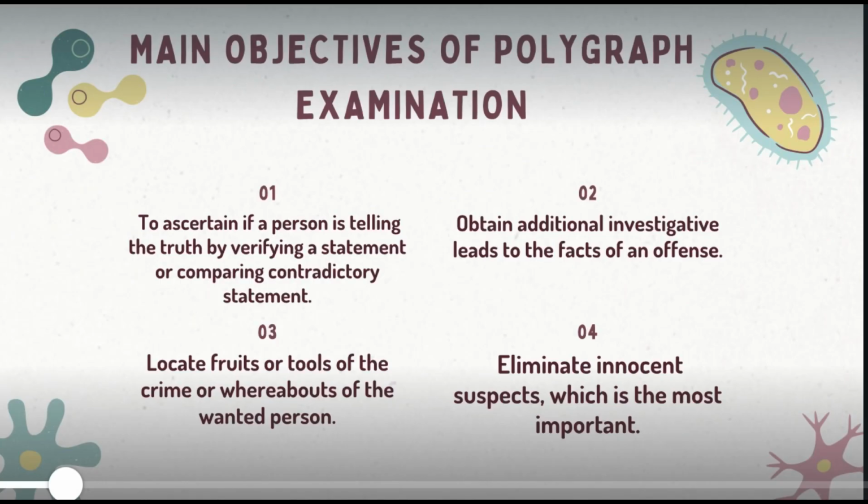So next, these are the main objectives of the polygraph examination. First main objective is to ascertain if the person is telling the truth by verifying statements or comparing contradictory statements. So dito natin malalaman if nagsasabi ba ng totoo yung examinee. Next is to obtain additional investigative leads to the facts of an offense. Third is to locate fruits or tools of the crime or whereabouts of the wanted person. Lastly is to eliminate innocent suspects. This is the most important main objective of the polygraph examination, to eliminate those innocent suspects.